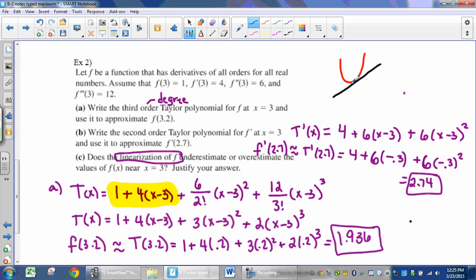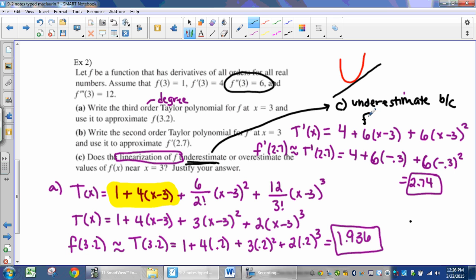So how am I going to tell if f is concave up or concave down? I need its second derivative. Oh, wait a minute. They gave me the second derivative. It's right there. The second derivative of f at 3 is 6, which is positive. So therefore, f is concave up, right? So the linearization is an underestimate because f is concave up. So for part C, we'll write it up here. We'll say it's an underestimate because f double prime of 3 is greater than 0.